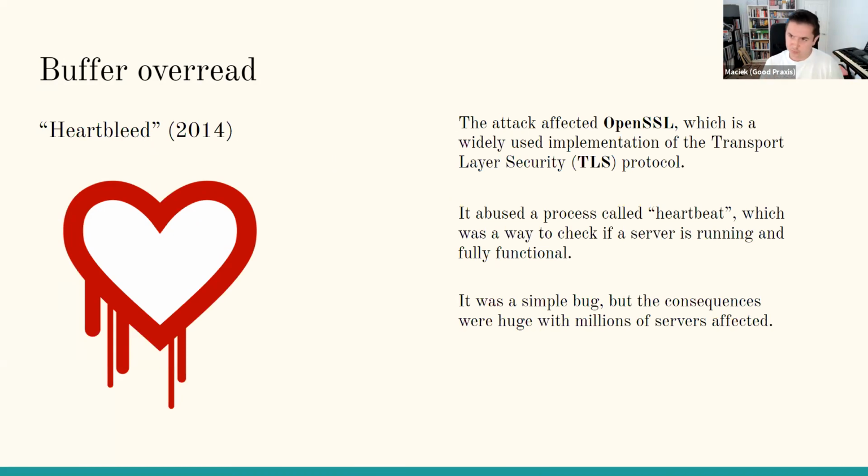Actually, in 2014, there was a quite famous exploit that was discovered. I don't know if you've ever heard of it, but it was called Heartbleed. This attack, which was used by some hackers, affected something we call OpenSSL, which is an implementation of a security protocol. It doesn't really matter exactly what it is, but it exploited something that's used across many different computers. What it did was abuse a process we call a heartbeat, which is a way to check if a server, a computer, is running and fully functional. It was a simple bug, but the consequences were huge, with millions of servers affected.